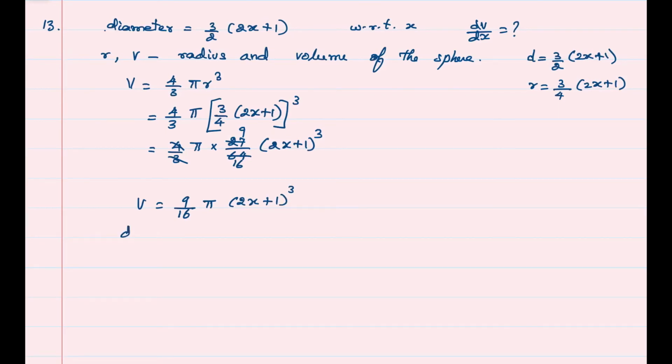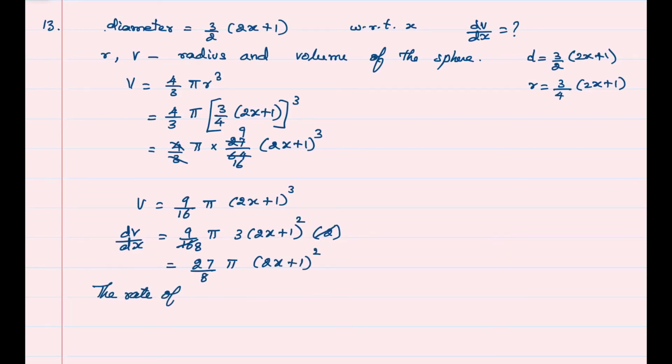Now, let us differentiate with respect to x. 9 by 16 pi, power has to be differentiated first and then the base. 2 times derivative of x with respect to x is 1 and derivative of 1 is 0. The answer is 27 over 8 pi times 2x plus 1 the whole square. Therefore, the rate of change of its volume with respect to x is 27 over 8 pi times 2x plus 1 the whole square.